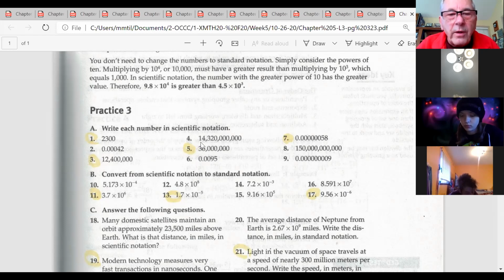Like look at number 4. Well, here it's a huge number, so you got to go back. You got to go 3, 6, 7, 8, 9, 10 spaces back. So your final number is going to be 1.43 times 10 to the 10th. Okay, that's all we're doing on these. You're either going to the left or going to the right.